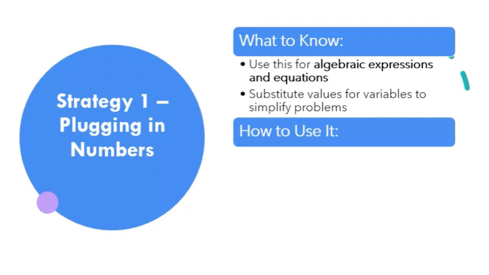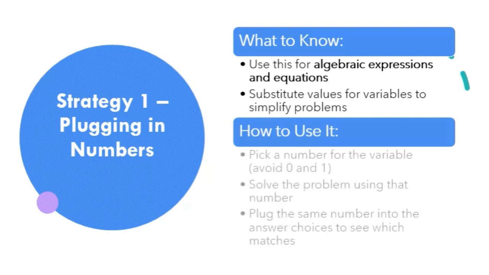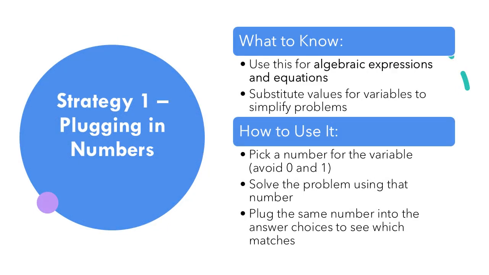How does it work? 1. Pick a number to replace the variable. Just avoid 0 and 1, since they can behave weirdly. 2. Solve the problem using that number. 3. Plug the same number into the answer choices and see which one works.